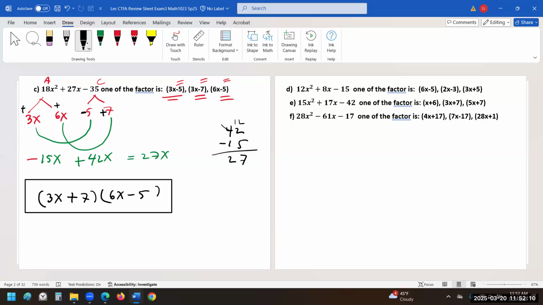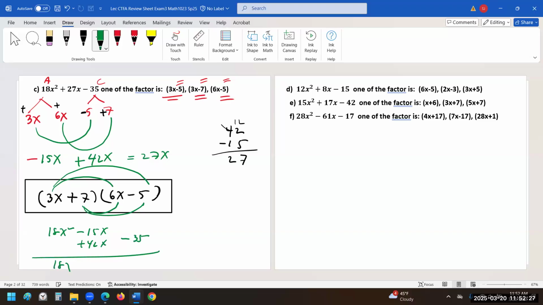To make sure whether these are correct or not, you can always distribute. 3 and 6 gives us 18x squared. 3 and 5 gives us negative 15x. 7 and 6 gives us positive 42x. 7 and 5 gives us negative 35. When you put them together, we have the exact same thing as the original quantity. So this is for checking. You can check yourself whether you're correct or not.